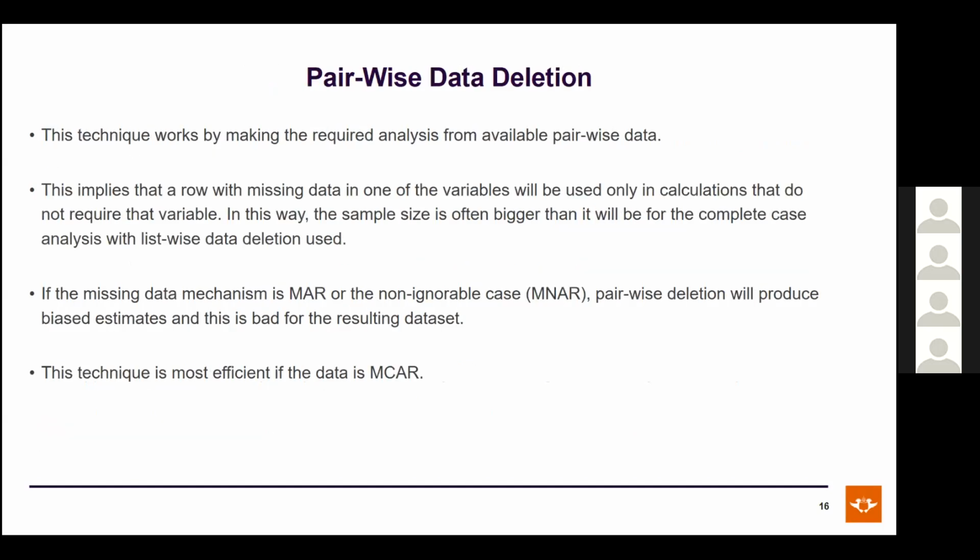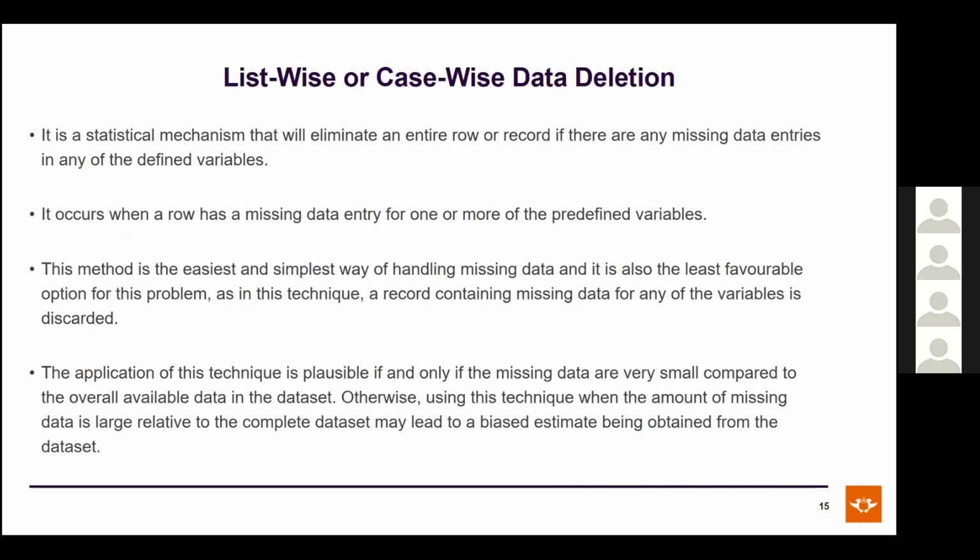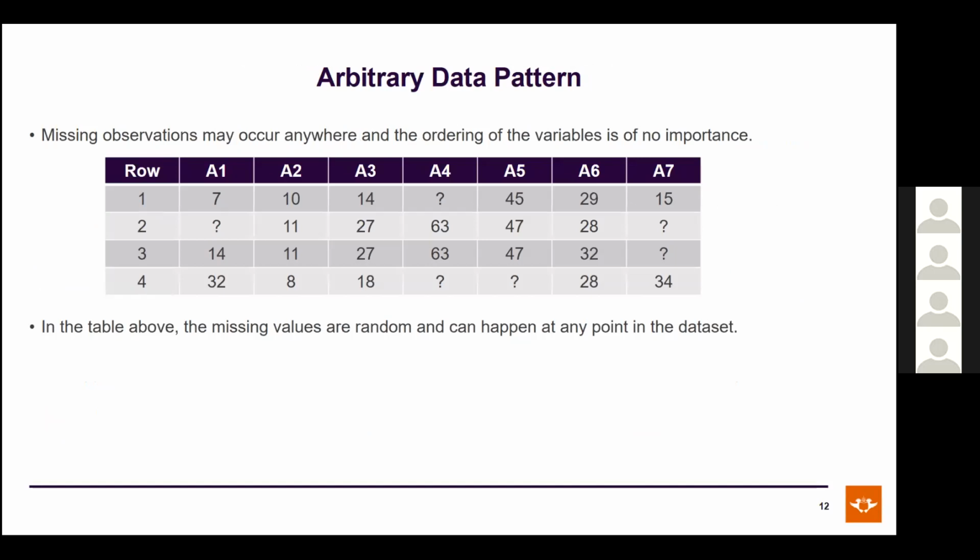The other one is pairwise data deletion. It basically works by making the required analysis from the available pairwise data. So basically, if we look at row 1, pairwise data deletion says, okay, A4 is missing, so we can just close our eyes to A4 and focus on A1, A2, A3, A5, A6, A7.